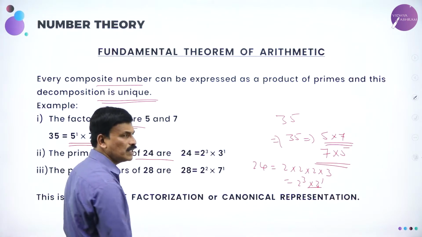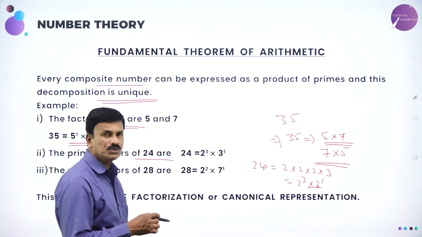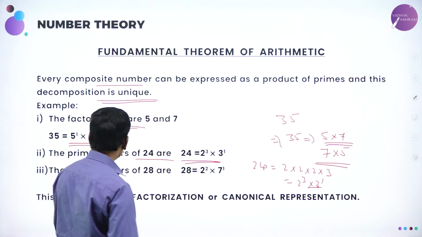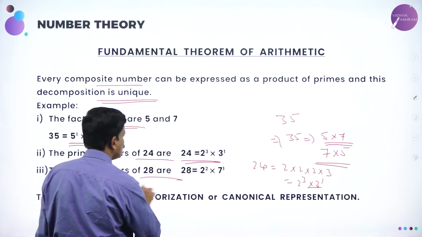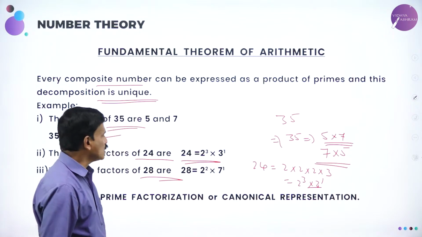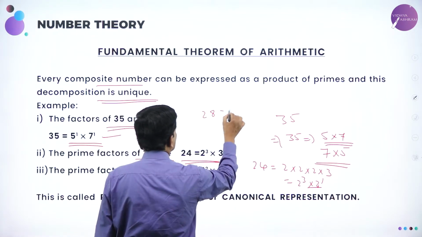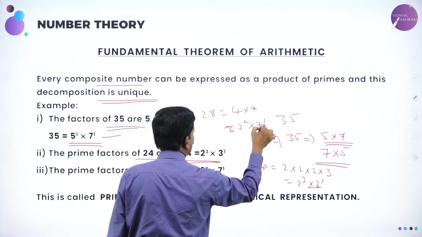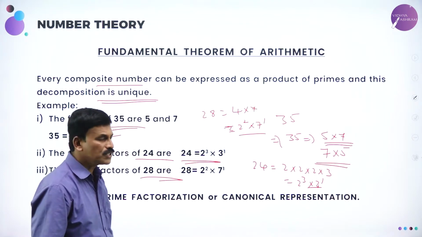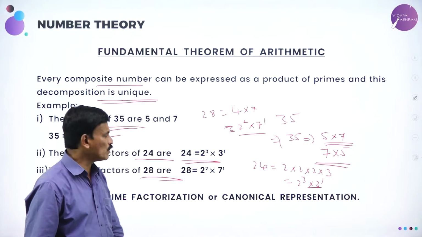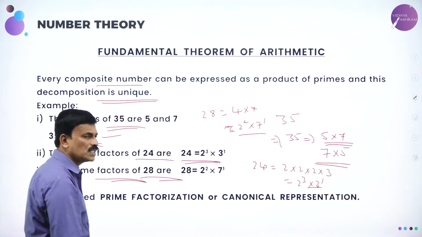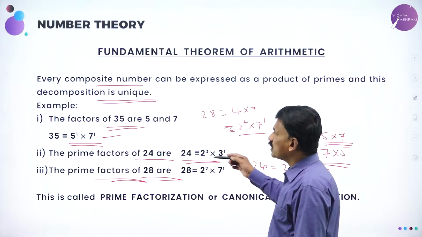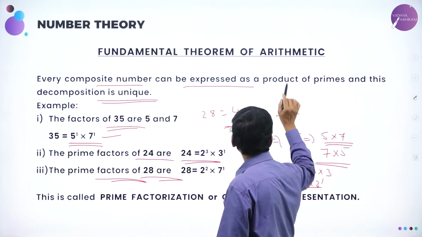So, 24 can be expressed as 2 cube into 3 to the power of 1. These are called the prime factors of 24. Now the prime factors of 28: 28 can be written as 4 into 7. 4 can be written as 2 square. So 2 square into 7 to the power of 1. 7 fours are 28. So 2 square into 7 to the power of 1 is the prime factorization of the number 28. Okay. So this is how we express a composite number as the product of its prime numbers.